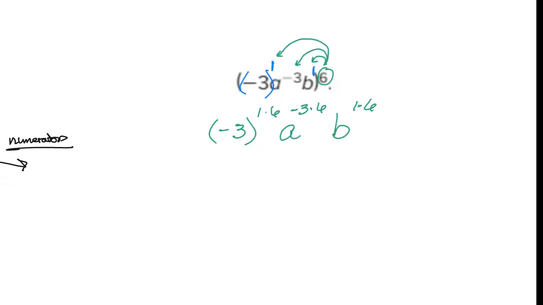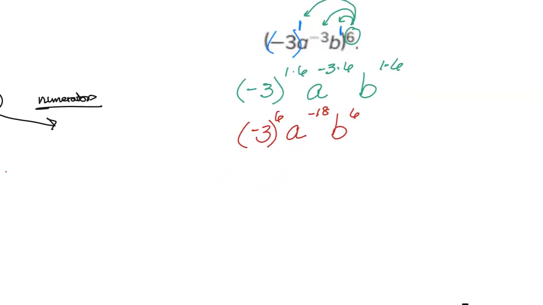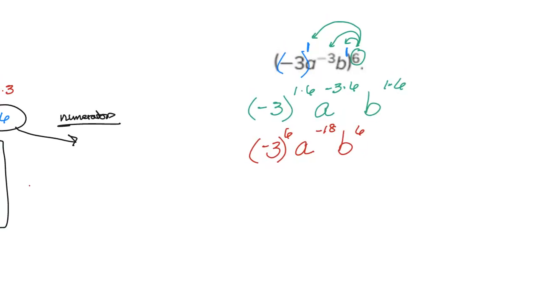All right, so putting this all together, I have negative 3 to the 6th, A to the what power? Negative 18, and B to the 6th. Ooh, I forgot my parentheses out front. Better put those down or Miss D's going to yell at me. So negative 3 to the 6th power. Put that in on your calculator and make sure you use parentheses. What is negative 3 to the 6th power? 729.